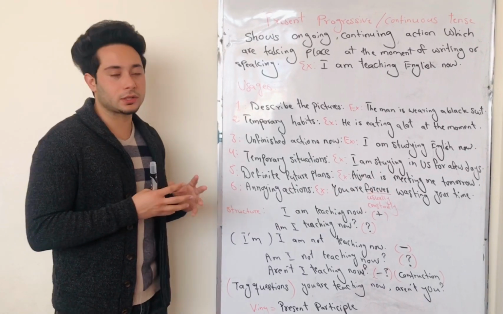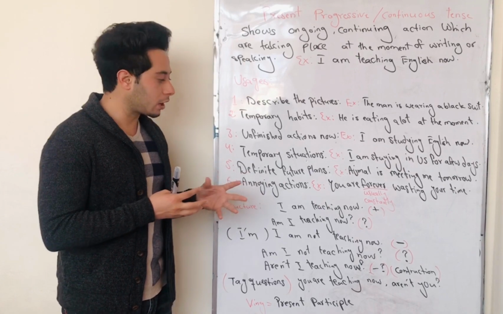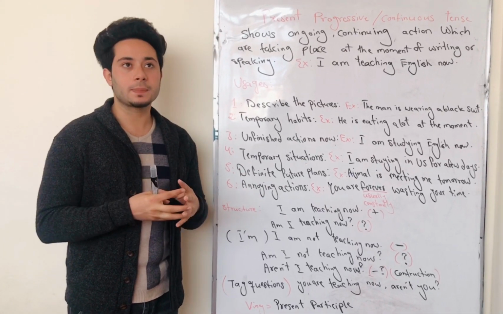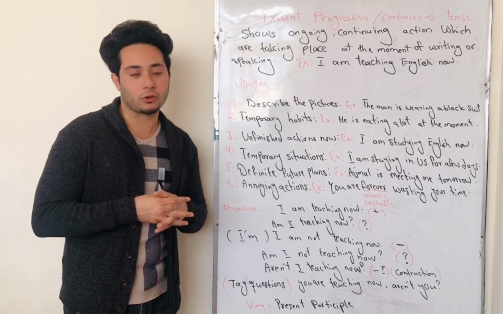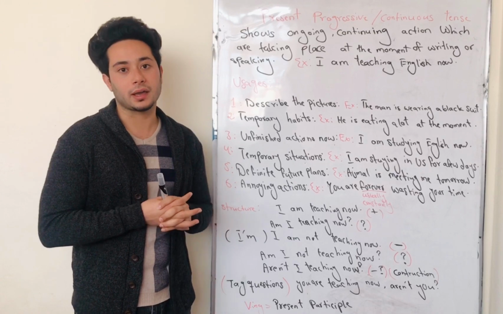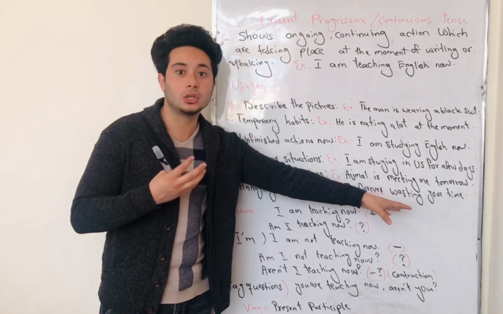The sixth place that we can use present progressive tense is to talk about annoying habits. What are annoying habits or annoying actions? By using some adverbs, for example usually, constantly, and forever, we can talk about annoying actions. For example, you are forever spending or wasting your time.